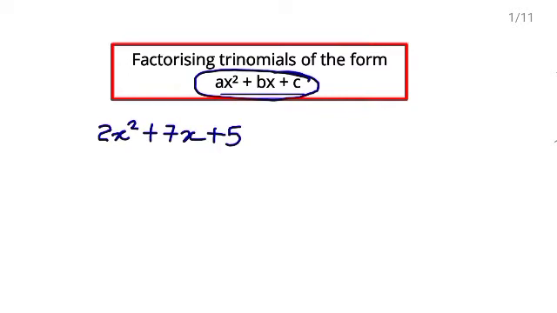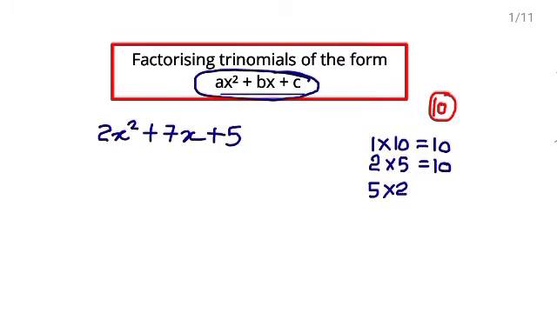So first of all we will multiply this numerical term with this. It becomes 2 5s are 10. So you will find the factors of 10. So this is 1 into 10. 1 10s are 10, 2 5s are 10. 10 is not divisible by 3, not divisible by 4. It is divisible by 5. But if you write 5 2s are 10, this is similar to the previous one. Similar factors will come, repetition will happen, so not required.